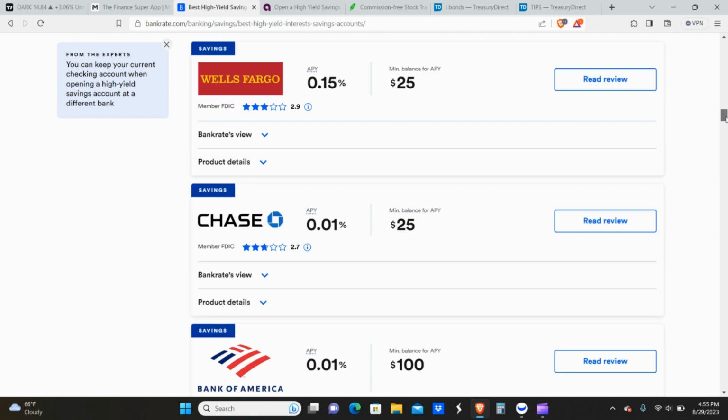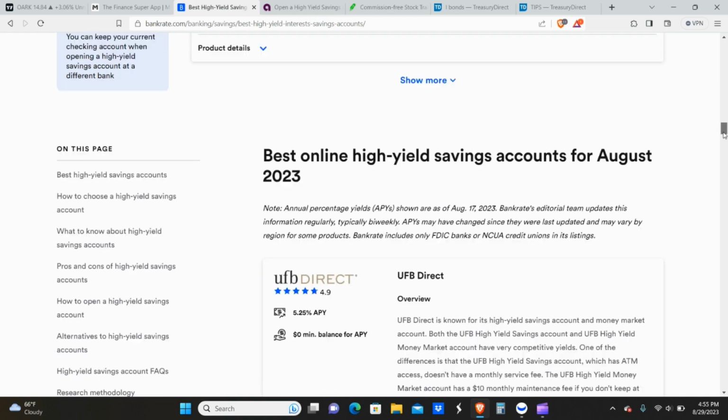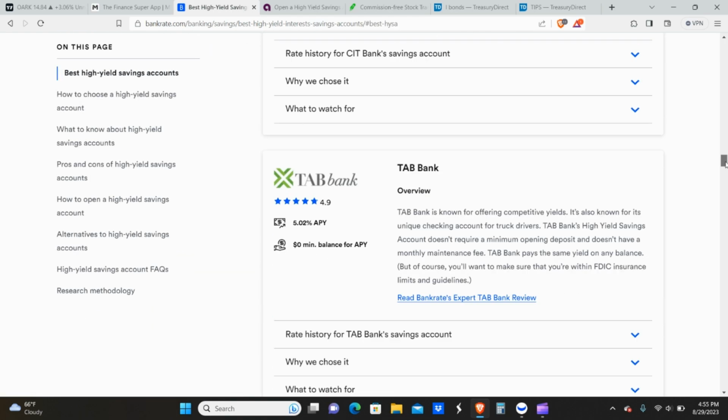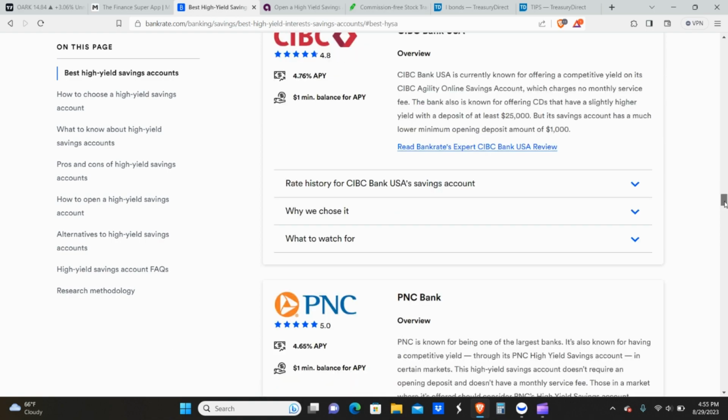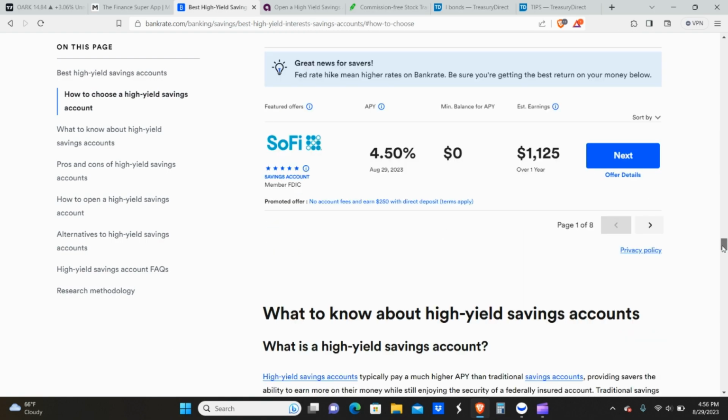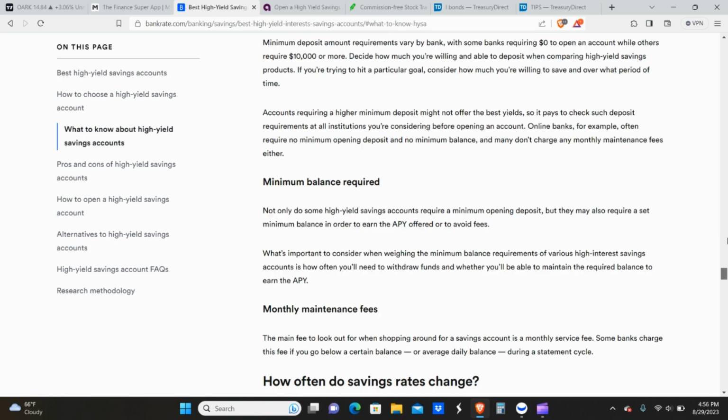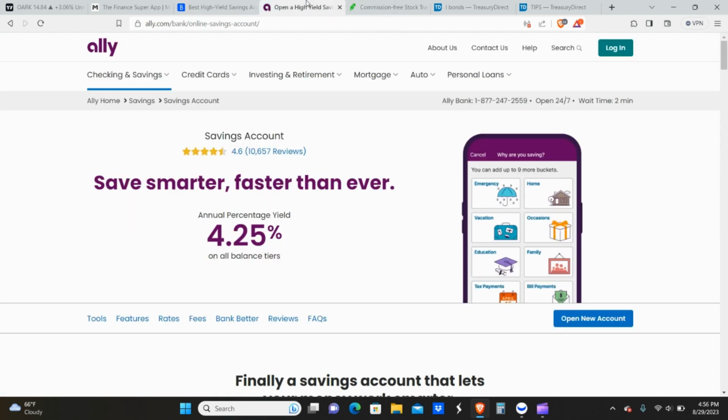So going with the big banks offers some protection in the event of a bank crisis, but you're not going to get a high yield with those guys typically. So you got some others here. Just keep scrolling down. I'll leave this link in the description for you guys to check out for yourself. Throw a couple extras on top of here.